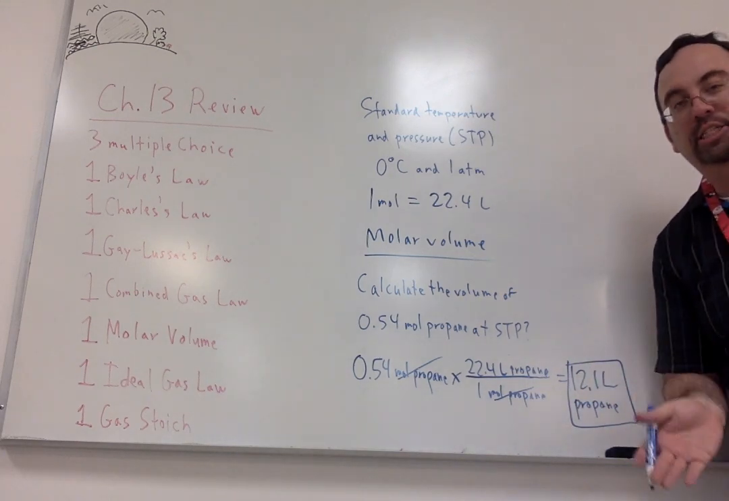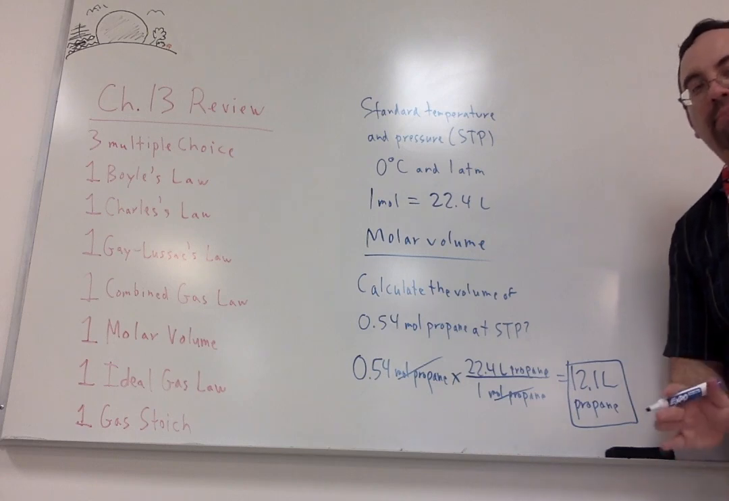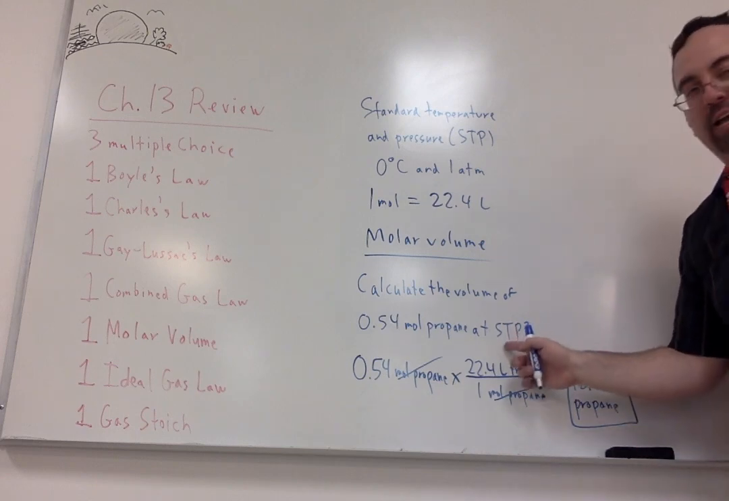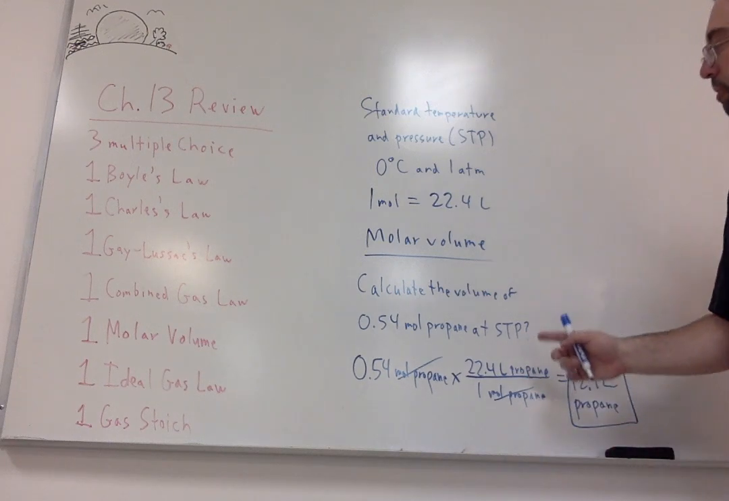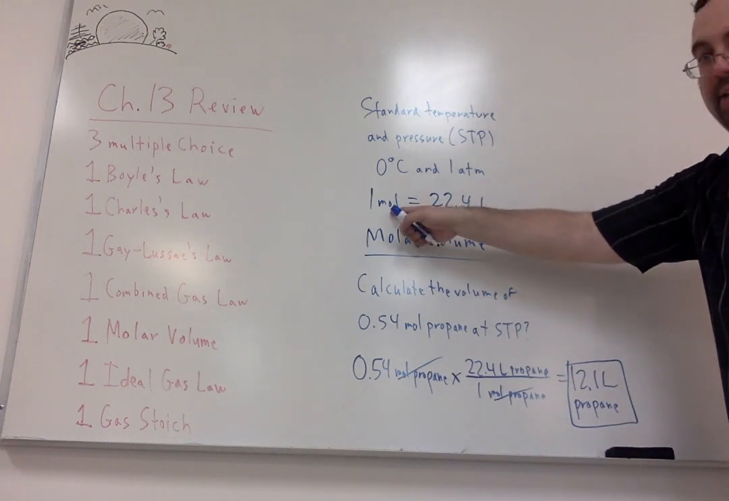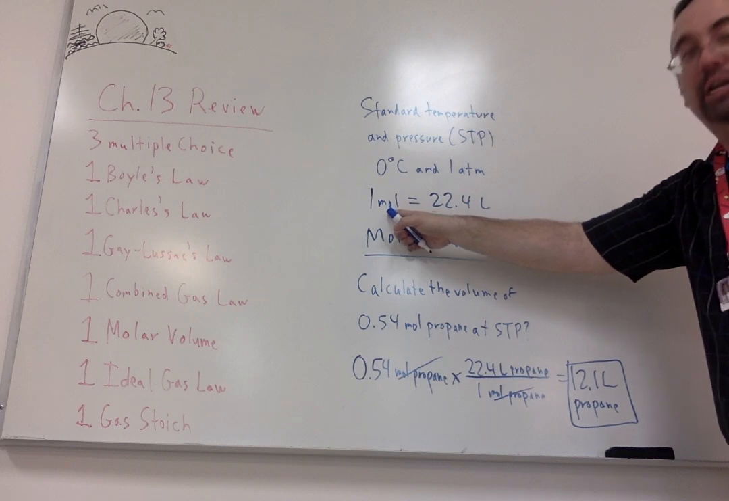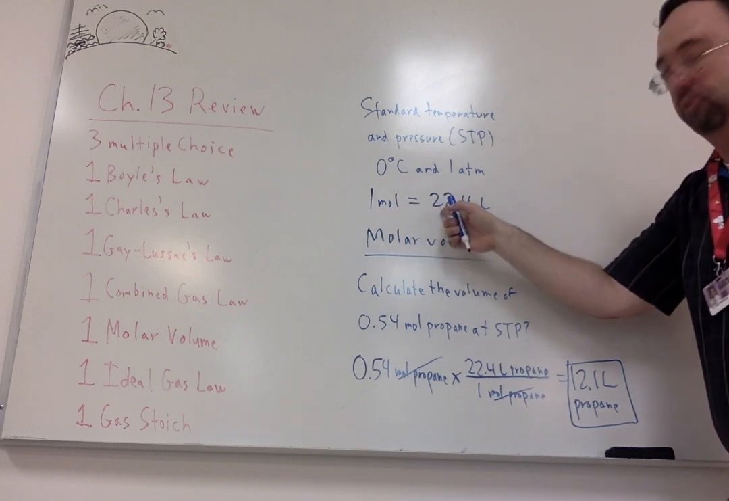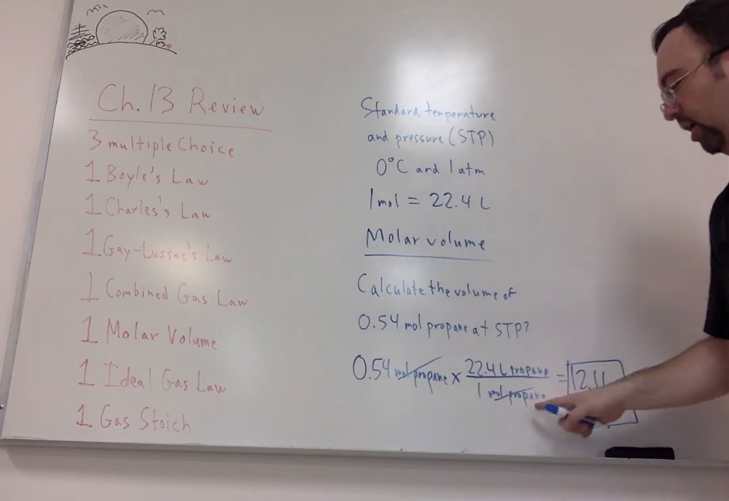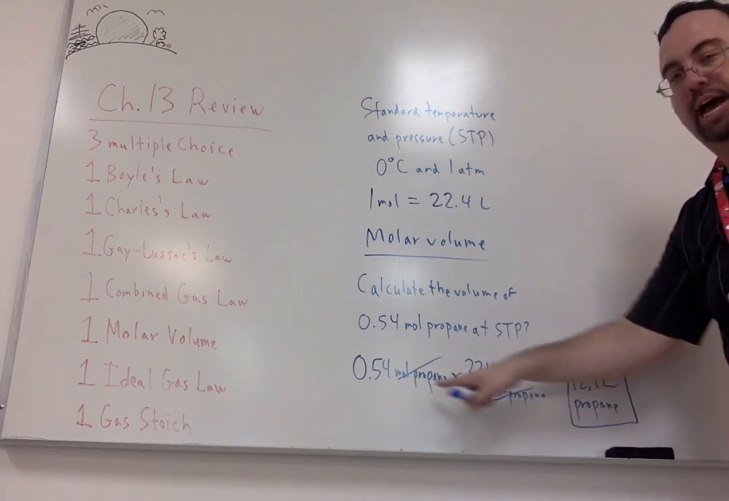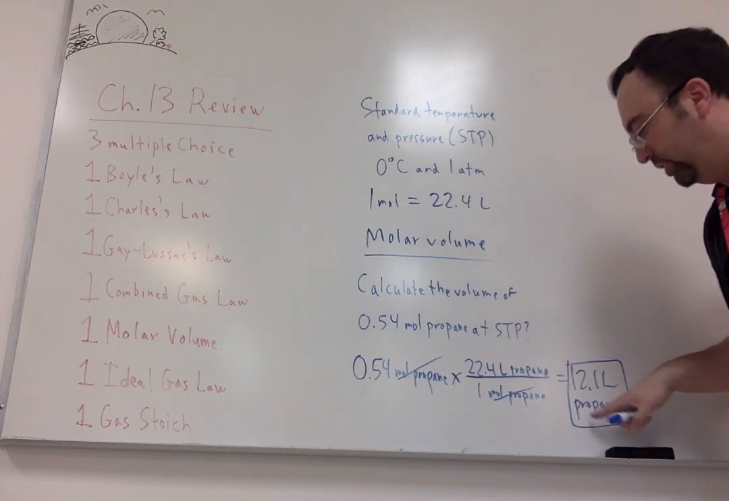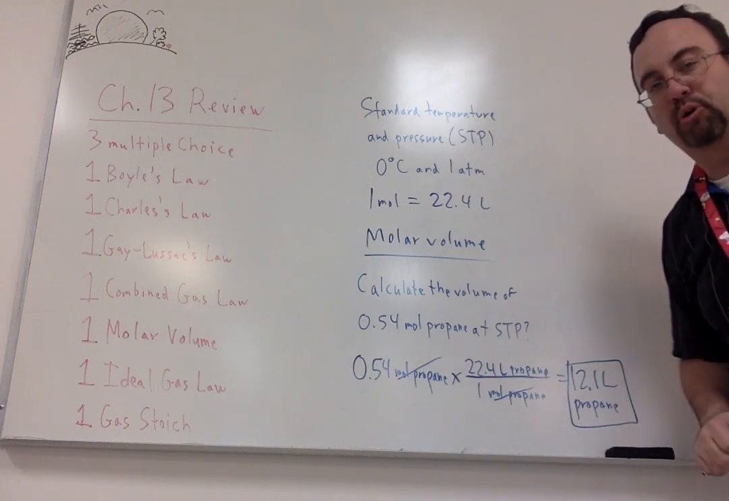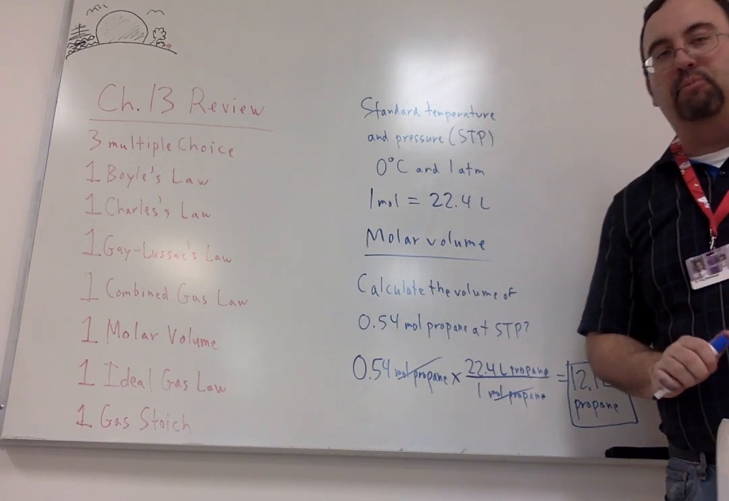For this type of problem, remember that it has to be under standard temperature and pressure, which you can expect the problem on your test to be. Remember that a mole of any gas under standard temperature and pressure, STP, takes up 22.4 liters. We set up the problem. We put the mole on the bottom so that it cancels out. 0.54 times 22.4 is 12.1 liters of propane. And that's an example of a molar volume problem.